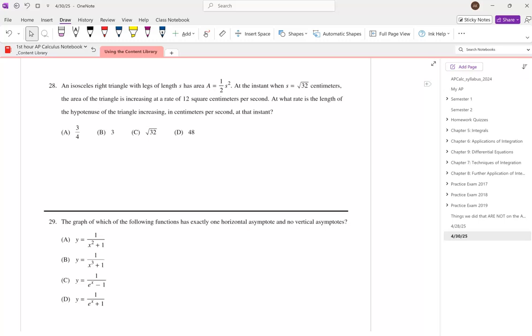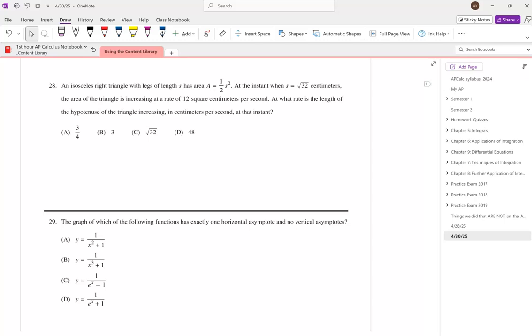All right. An isosceles triangle with legs of length s has area 1/2 s squared. At the instant when s is square root 32 centimeters, the area of the triangle is increasing at a rate of 12 square centimeters per second. At what rate is the length of the hypotenuse of the triangle increasing in centimeters per second at that instant?